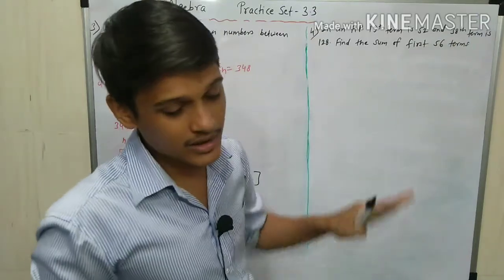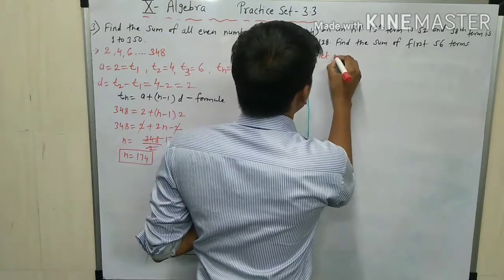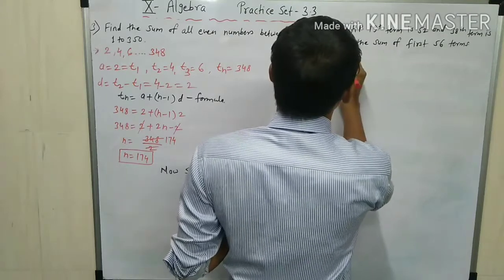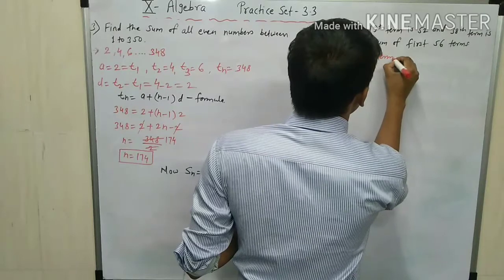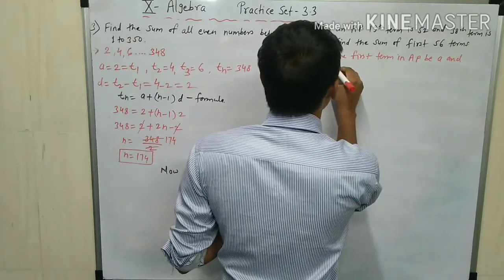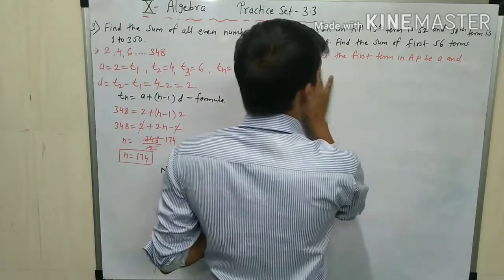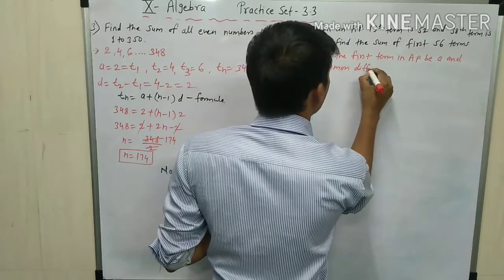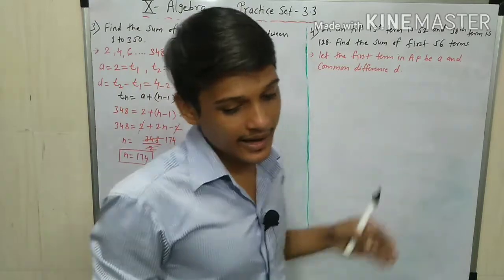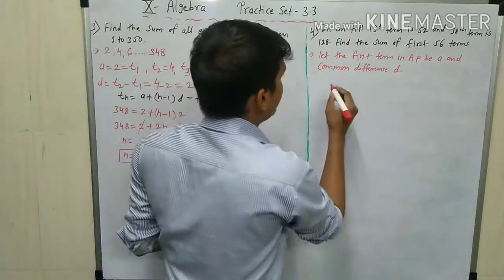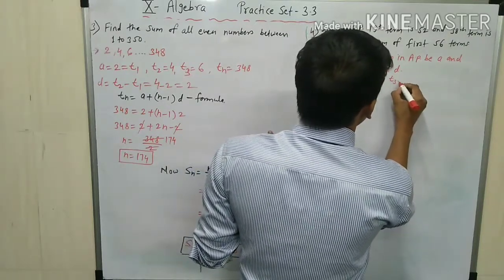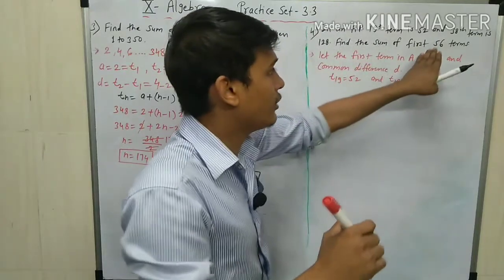First we can write: let the first term in the AP be A and the common difference D. The first term in the AP be A and common difference D. Now the given is: the 19th term, T19, is equal to 52 and T38 is equal to 128. Now find out the value of S56.